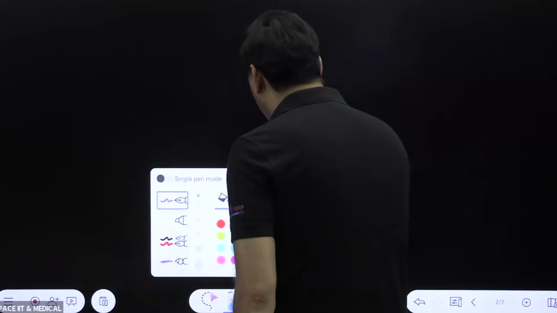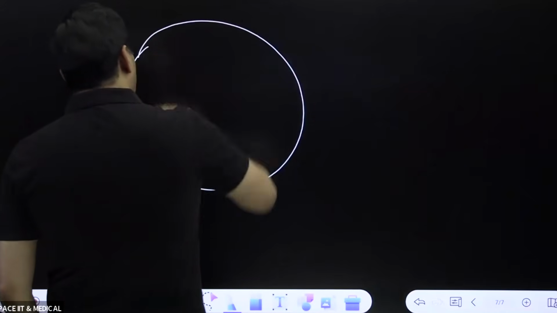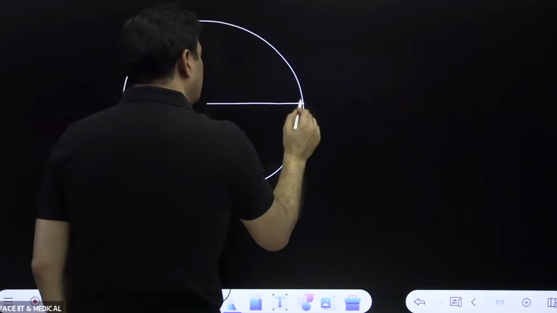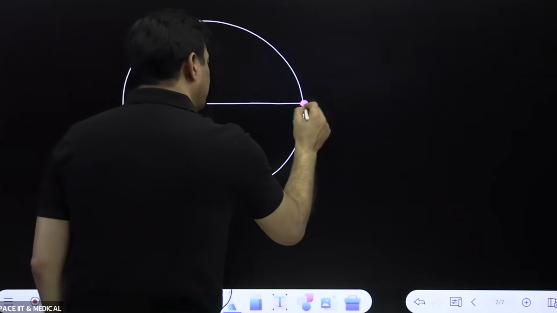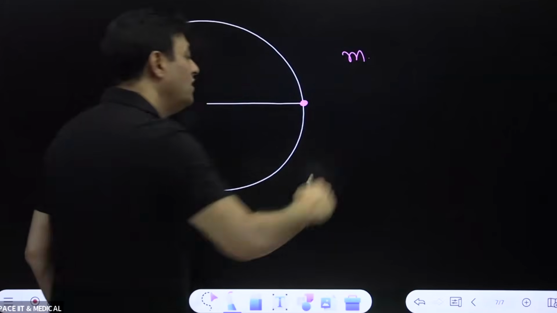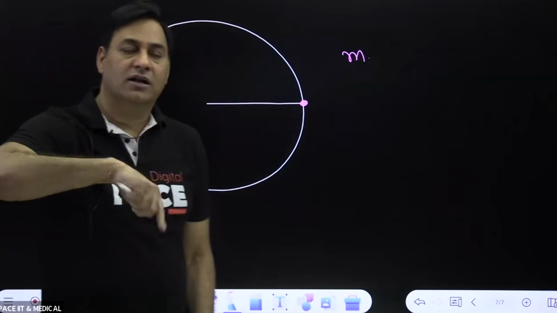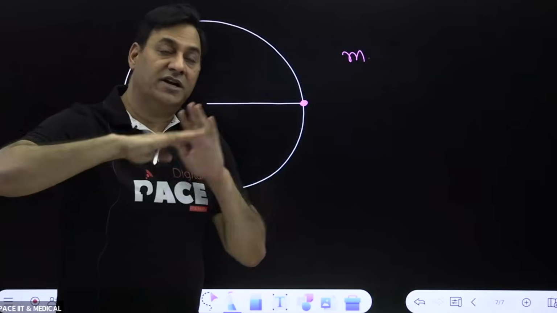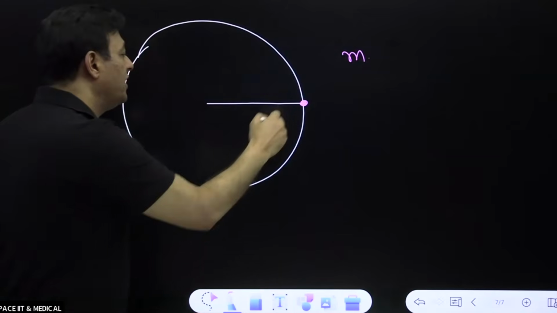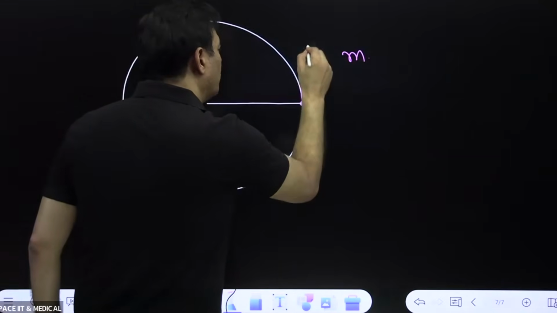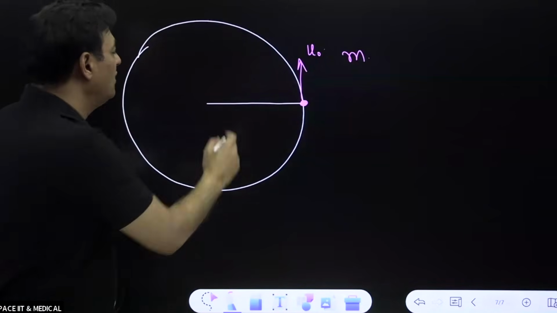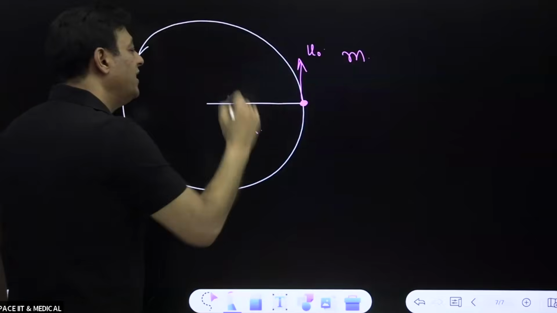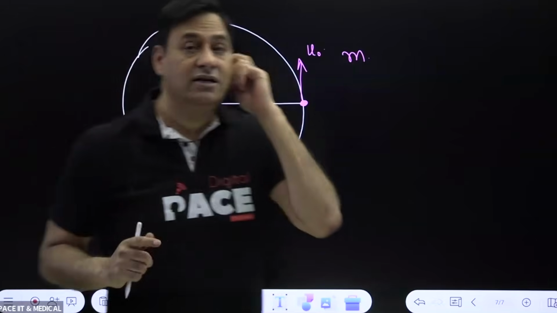Many children are confused about a body moving in a circle of radius r, tied to a string. This is a body of mass m moving in a horizontal circle on a horizontal, frictionless table, with a constant speed u naught. All of you know, if a body moves in a circle of radius r with constant speed, it will have an acceleration. Will it? Yes or no?